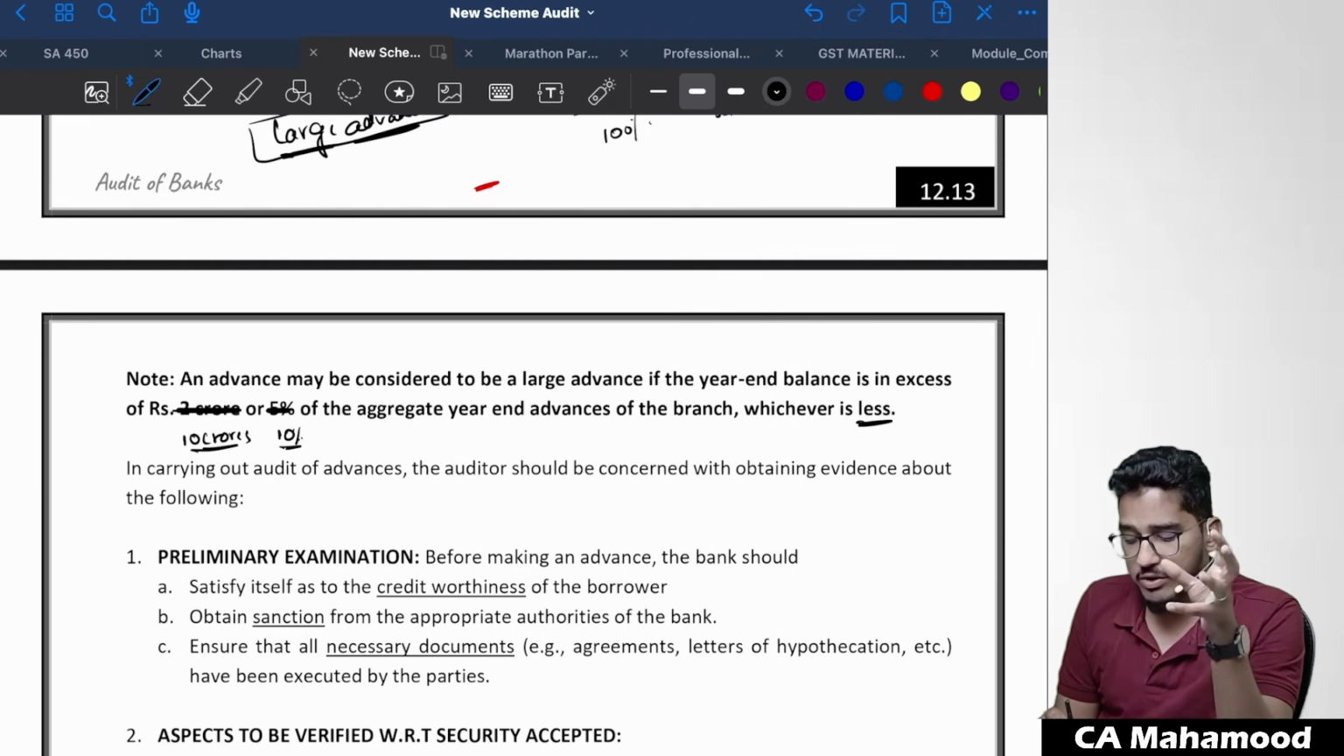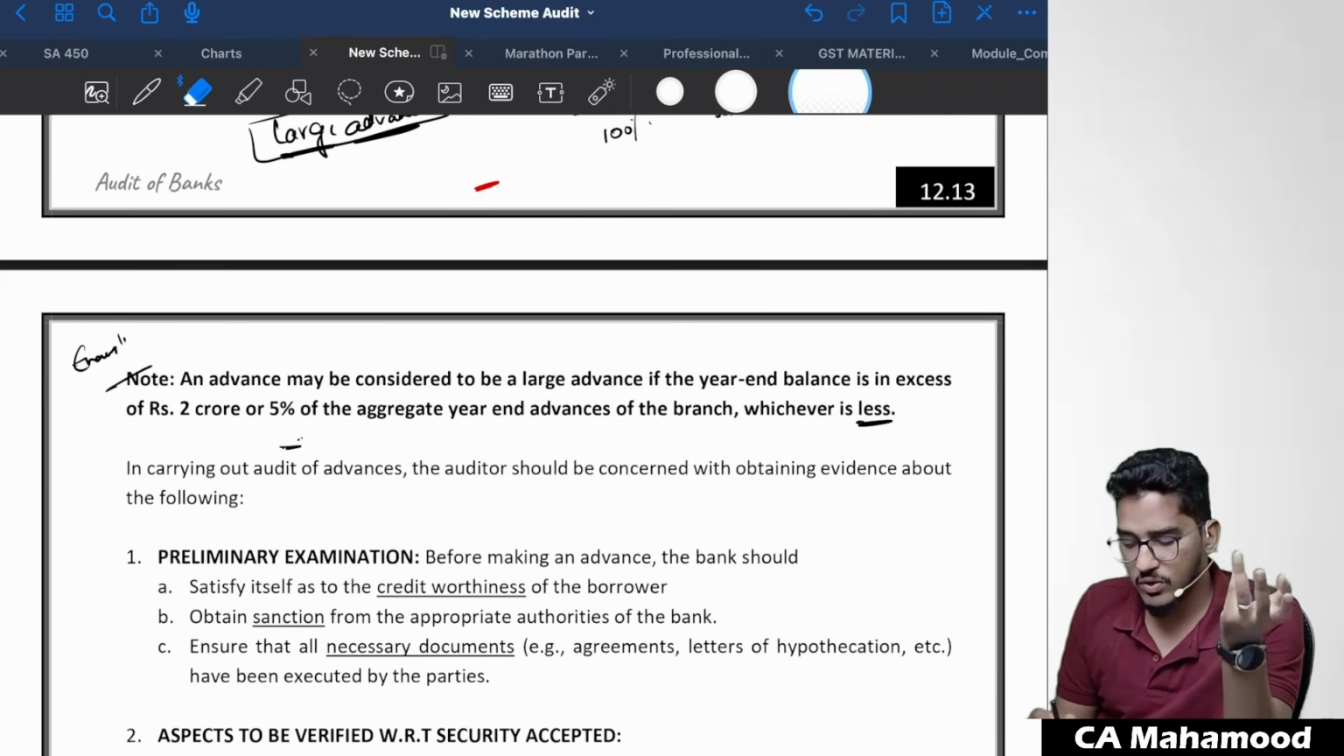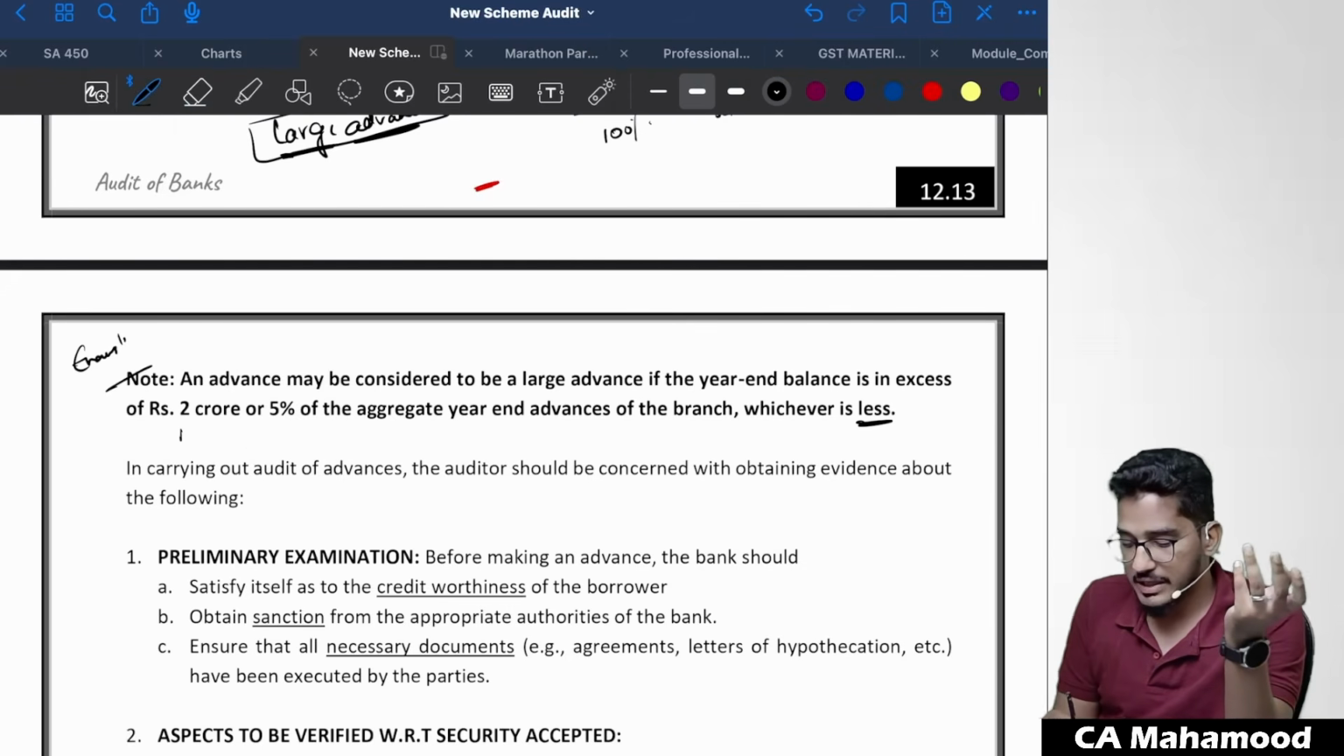So initially you might find 2 crores or 5%. Just make a small change. So it will be either 10 crores or 10% of the aggregate year-end advances of the branch, whichever is less. This could be criteria. However, I am telling this is only an example. So if it is an example, even we can keep the same thing also, 2 crores or 5%, or you can say 10 crores or 10%. So whatever we want, we can put the limit.